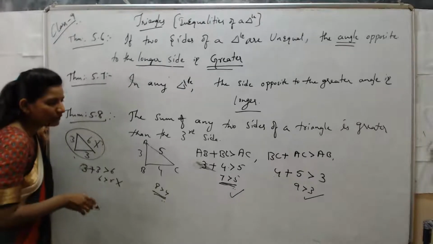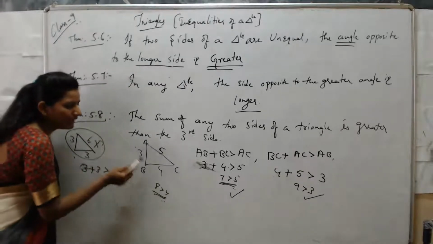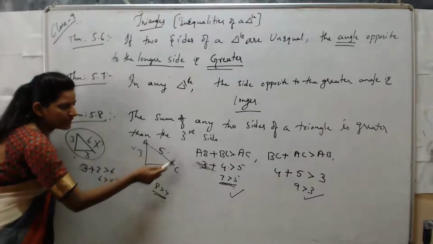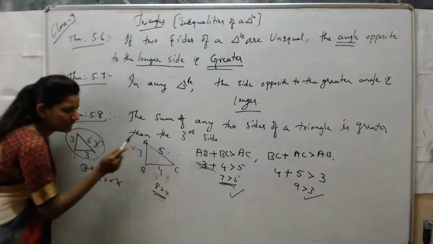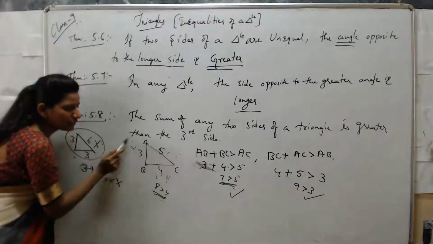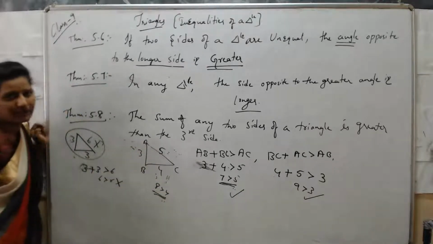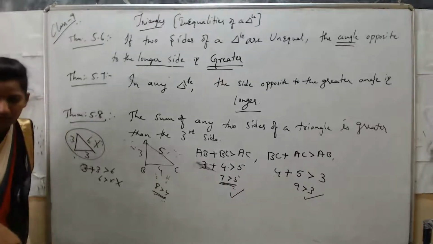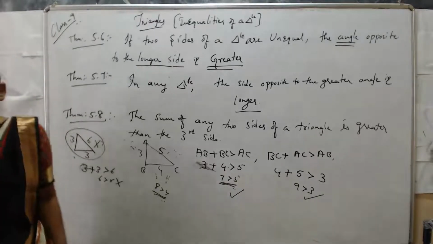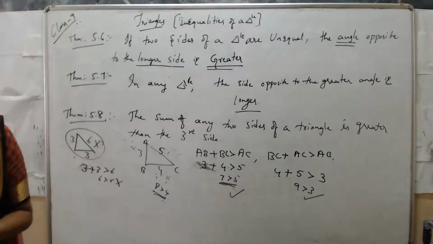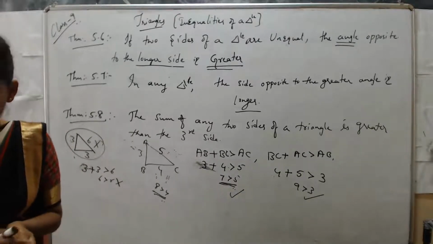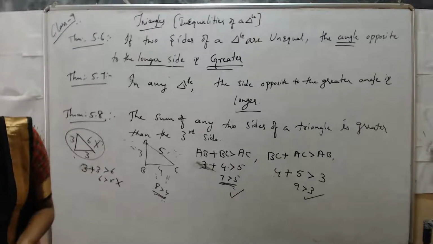What is the condition? The sum of any two sides is greater than the third side. Okay. By using these three theorems, we can start the exercise. Example 9, you only do it. What is there, that is the solution.